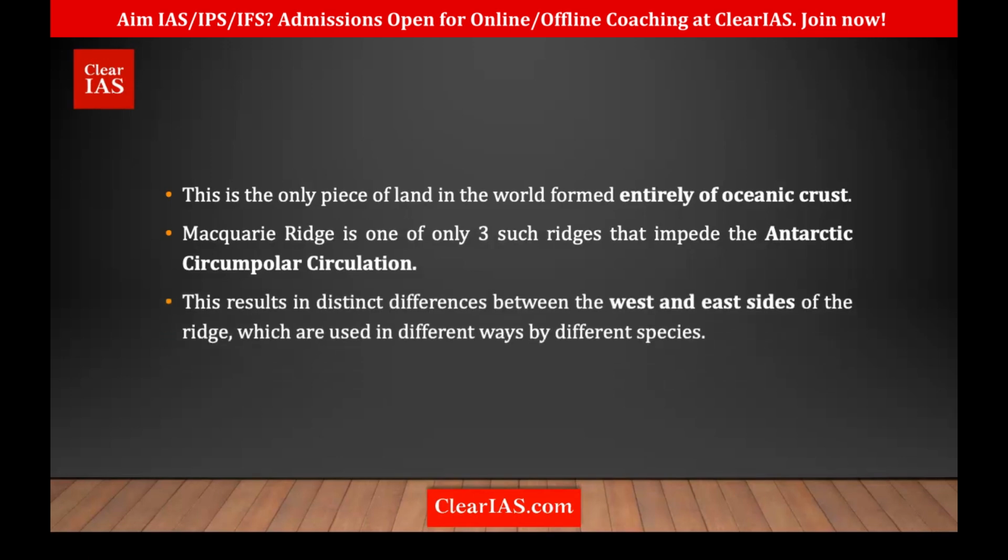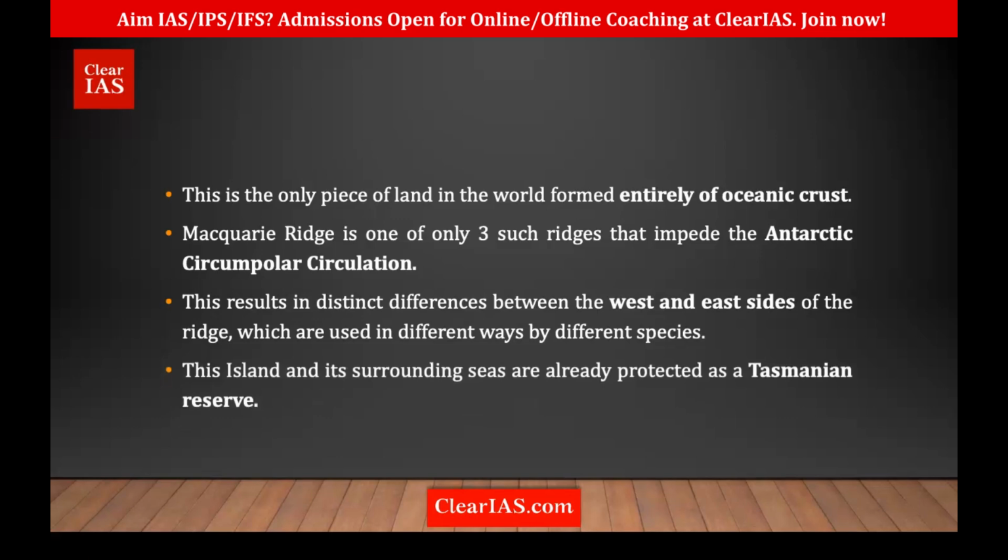Okay, so ocean current is going totally over like this around the Antarctic. So this is the Antarctic pole, water is just going like this, and there will be three ridges like this, which disrupt this flow, and one among these is Macquarie Ridge. This results in distinct differences between the western and eastern side of the ridge. So the species there are also different.